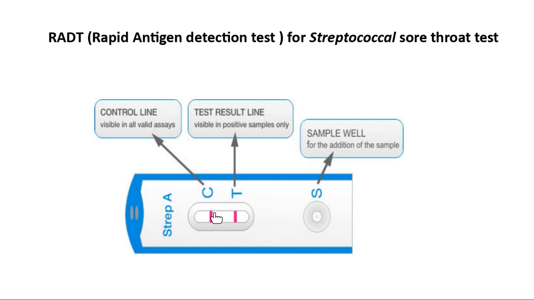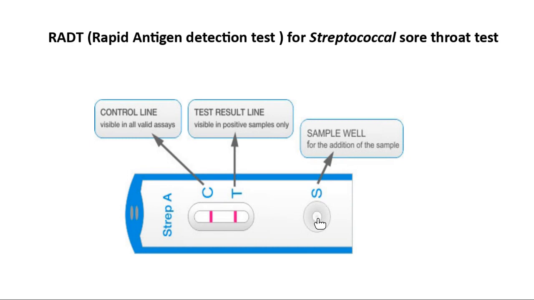It has some problem, so that's why the test is not giving results. So this line should be present. If this line is not present, it means your test is invalid, so destroy the test and perform again. And the second line is based on the presence of the streptococcal antigen. Clear? At this place there are anti-streptococcal antibodies attached.